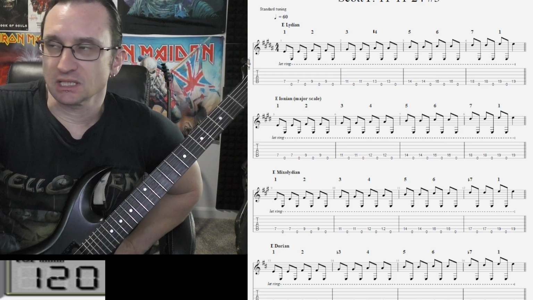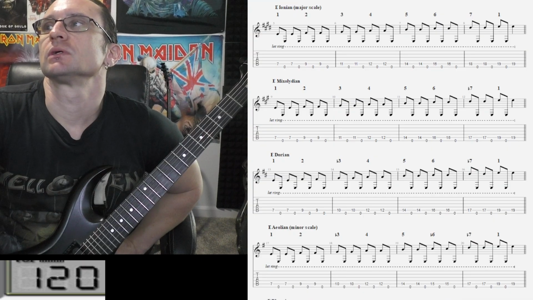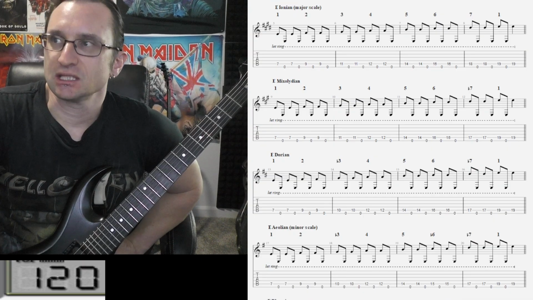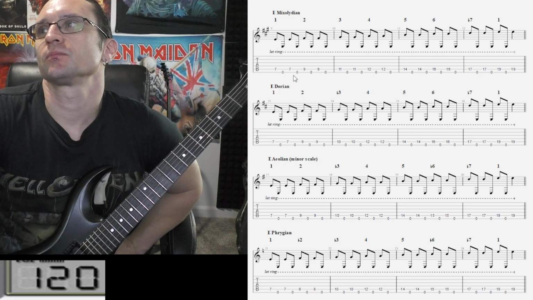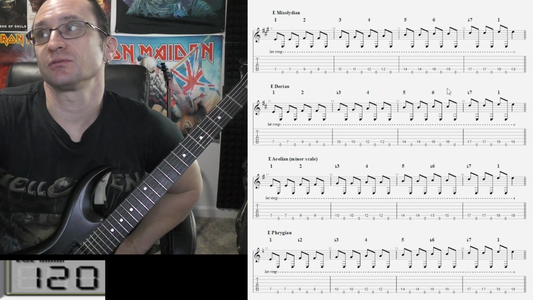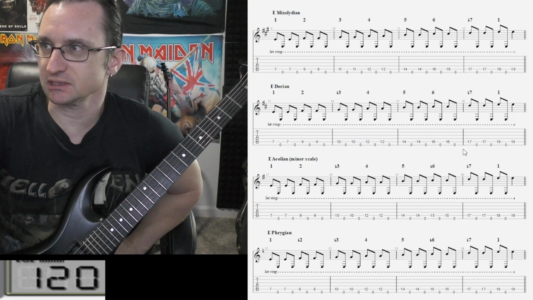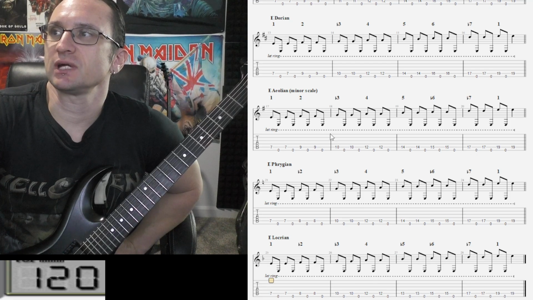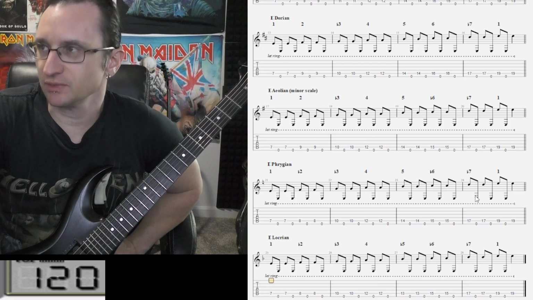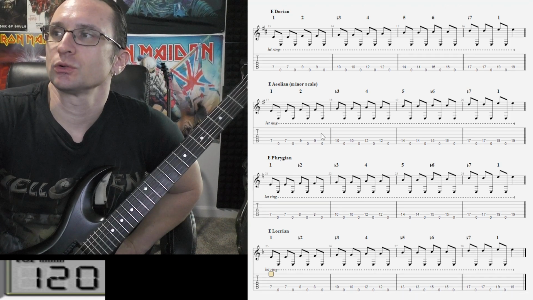So Mixolydian's got the flat 7. Dorian has the flat 7 and the flat 3. And I usually say flat 3 then flat 7. So Aeolian's got the flat 3, flat 6, and flat 7. Phrygian has the flat 2, flat 3, flat 6, flat 7. And Locrian, everything but the 4 is flat.